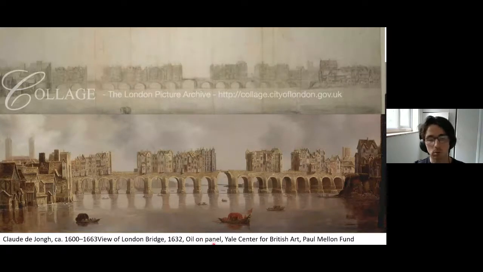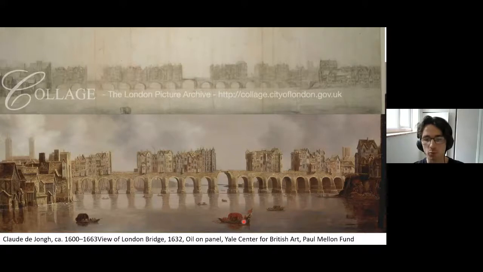And on the screen here we have a couple of images that continue that theme. These are both by Claude de Jongh, one of the Dutch masters. Sometimes slightly dismissively called one of the lesser Dutch masters. I think we could just call him one of the Dutch masters. We can see the preparatory sketches on the top, which are in the collection of the Guildhall Library, part of the City of London collections, and at the bottom we see one of the finished product.